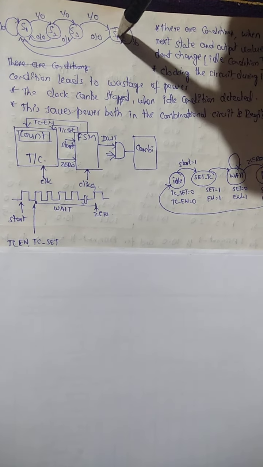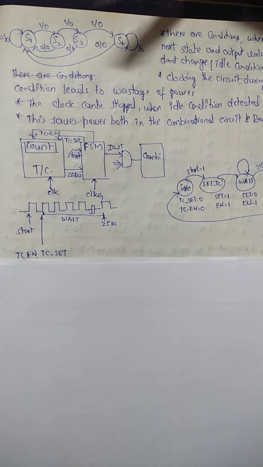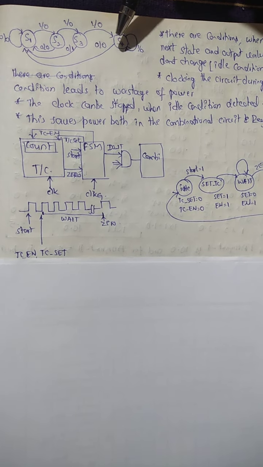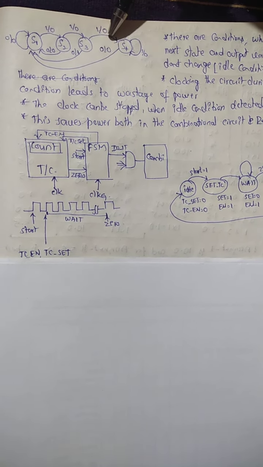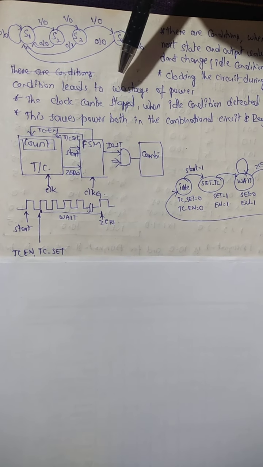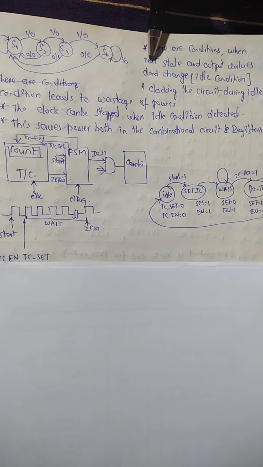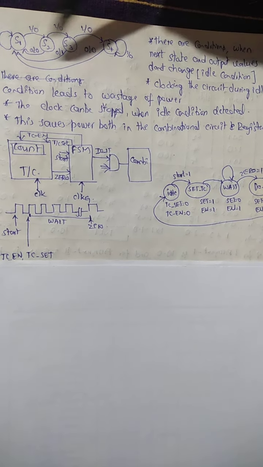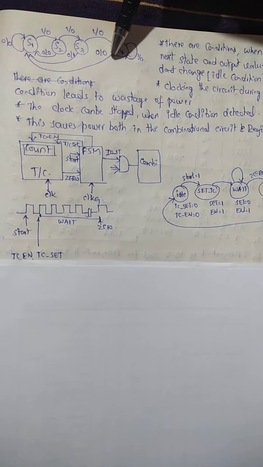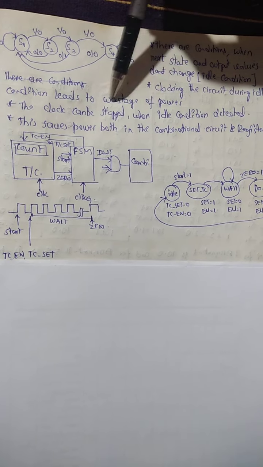When these two are in idle condition, there is no need to apply power for them, because if we apply power, power dissipation comes into existence. That is what we are highlighting here. There are conditions when the next state and output values don't change, meaning the machine is in idle condition. Clocking the circuit during idle condition leads to wastage of power.